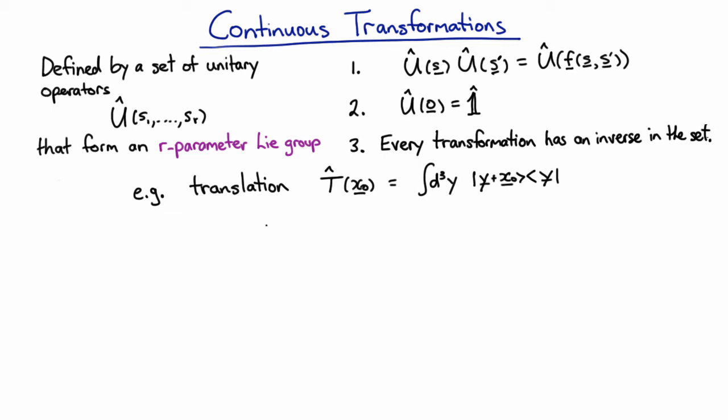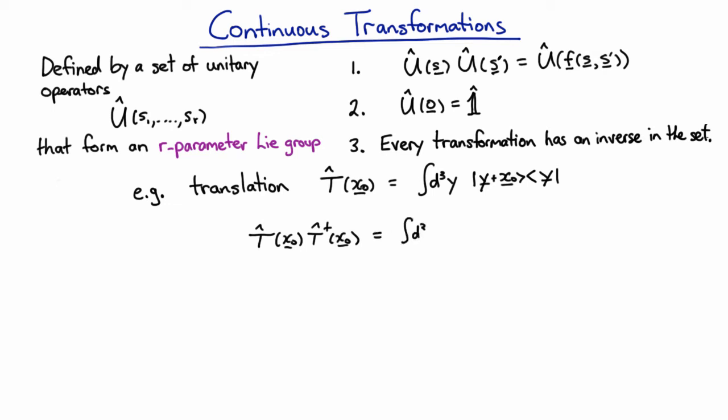Let's show that this is unitary explicitly. We showed that that was translation, and we never actually showed that it was unitary. So to show that this is unitary, we need to show that T(x₀) times its Hermitian conjugate is the identity. So let's have a look at that.